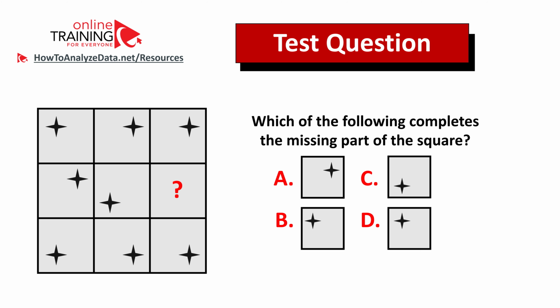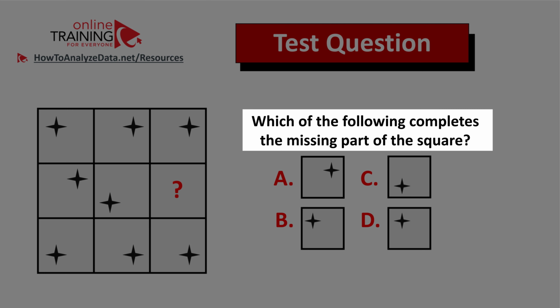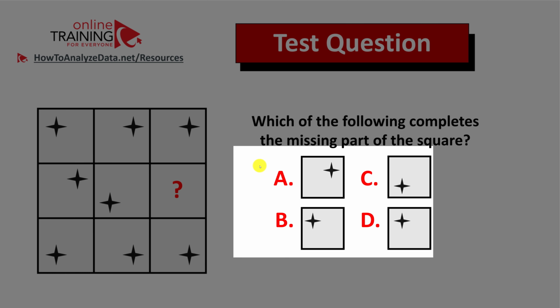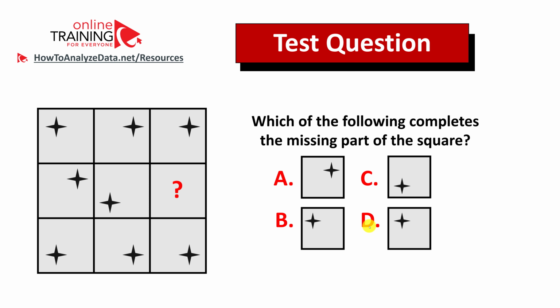Let me share with you a tricky question from the test. Somehow, though, I have confidence that you might figure out the answer. Here's the question. Which of the following completes the missing part of the square? You have a 3x3 square, which consists of smaller squares. Each small square has a star, and all stars are in different corners. One small square is missing, and you have 4 different choices to figure out the final answer. Choices A, B, C, and D. Each choice has a star in a different corner.